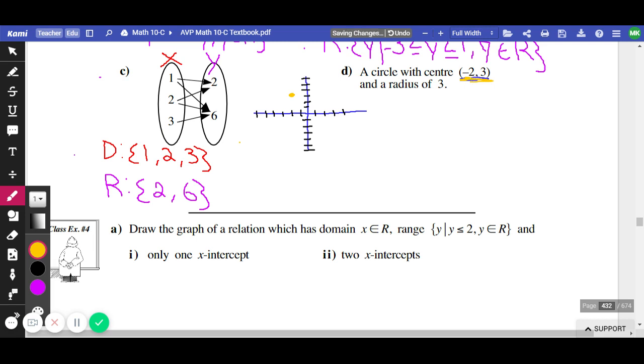Then it says a radius of 3. Radius is the distance from the center of the circle to the outside edge of the circle. Right? That's what radius means. So if you look at this, I could then figure out a few more points. I could go left 3, 1, 2, 3, and that would be a point. Right 3, 1, 2, 3, that would be a point. Up 3, 1, 2, 3, down 3, 1, 2, 3, and make a circle. That's what they just described.